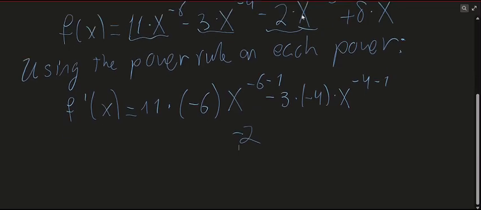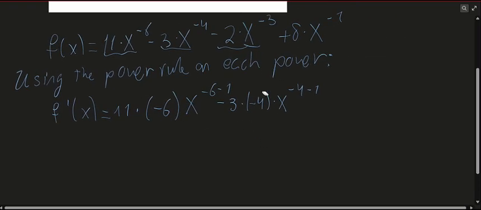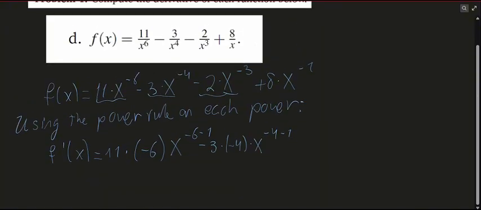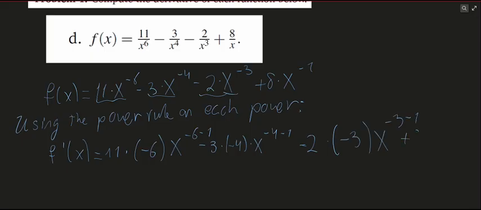Just copying on, maybe I should have continued on the same line. I'll just zoom out a bit. Sorry about the lack of zooming on my part. So this one is negative 2 times negative 3 times x to the power of negative 3 minus 1 plus 8 times negative 1 times x to the power of minus 1 minus 1.